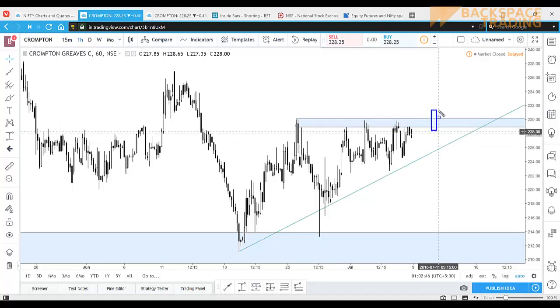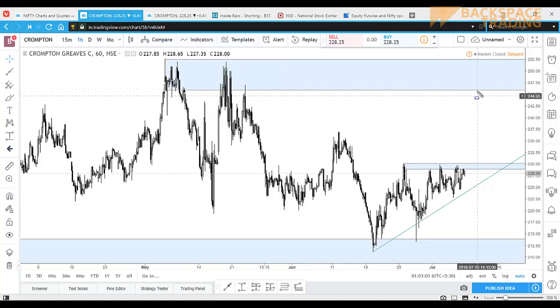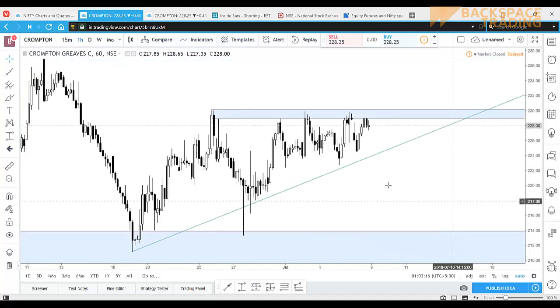Okay? Wait for the breakout and then a pullback. Let it come. Then take up a trade. Your entry over here, your stop loss over here. And if you are lucky enough, this will be a humongous profit from 230 till 244 with a risk of 228. Oh my god, you are in for a big money, guys.